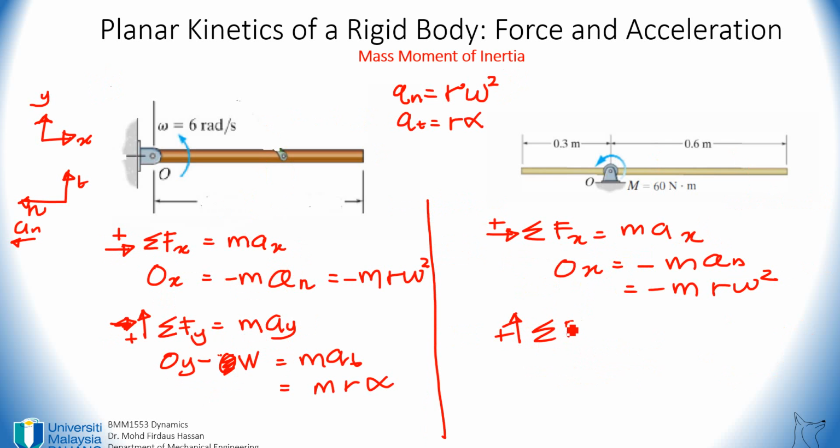In Y as well, m ay is equal, so OY minus W equals m AT, so it gives you negative m R alpha. Okay, so that is enough for the summation of force in X and Y.